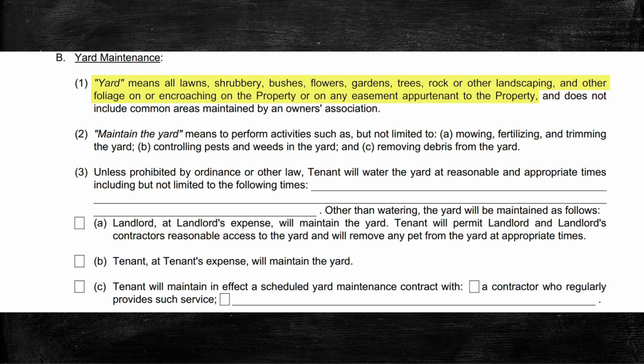So now that we have a definition of what the yard is, what do we mean by maintain the yard? And so they give us a definition of that. 17B2, to maintain the yard means to perform activities such as, but not limited to, mowing, fertilizing, and trimming the yard, controlling pests and weeds in the yard, and removing debris from the yard. All of these things are included in the lease's definition of what it is to maintain the yard.